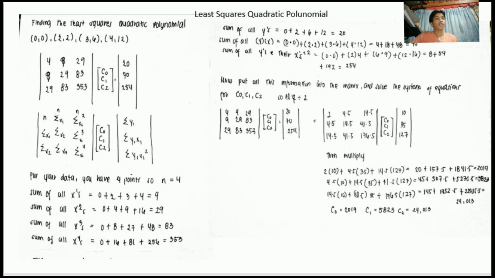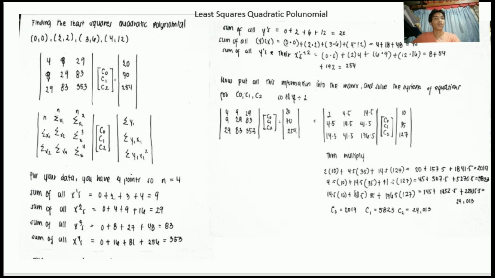We need to find this least squares quadratic polynomial. We are given the points 0, 0, 2, 3, and 3, 6, and 4, 12. Basically, we have our guidelines to enable us to solve this easily. Since we have 4 points, our n is equal to 4. We just need to sum all our x's, so 0 plus 2 plus 3 plus 4 equals 9.